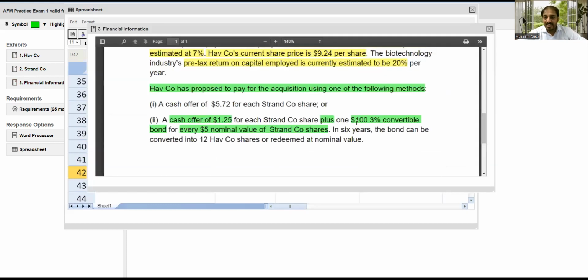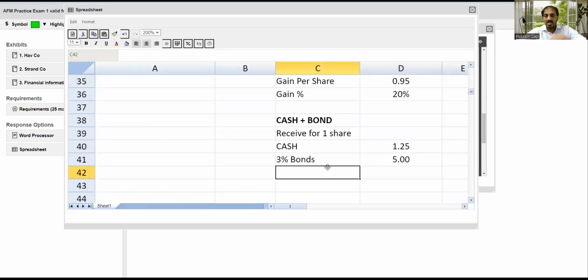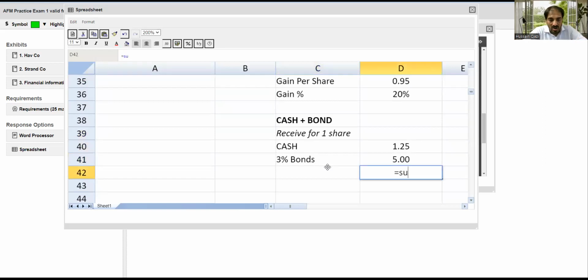Assume the examiner mentioned $100 convertible bonds, 3% convertible bonds for 20 shares, then what will you say? It means the convertible bonds whose value is $100 are offered on the basis of 20 shares, which means for each share the convertible bonds offered is $5. Can you please reply to me? Is that clear? So that means they receive for one share a total of 6.25.